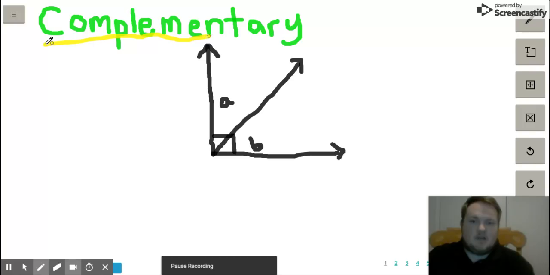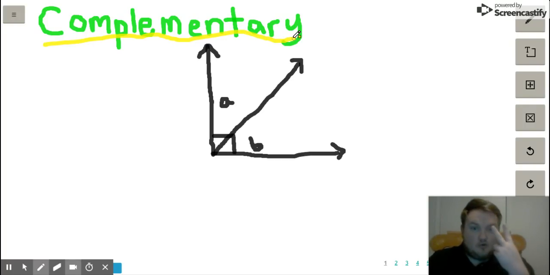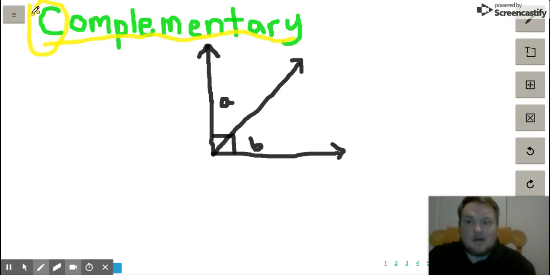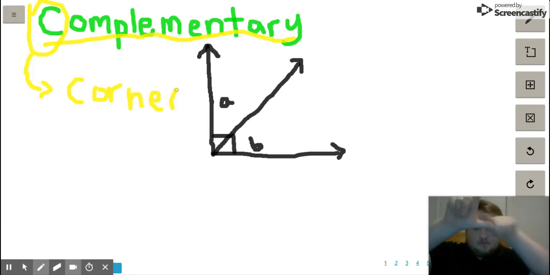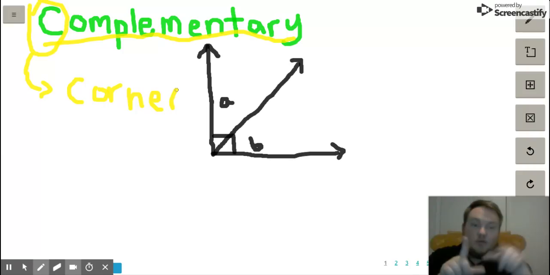And complementary angles are when two angles add up to 90 degrees. I want you to see the C in complementary, and I want you to think of the word corner. Because if you look into any corner, you can see that it makes kind of like an L shape. And so if you have two angles that make that L shape, like this right here, the angles A and B, you see the little right triangle box? They make up 90 degrees, and they're complementary.